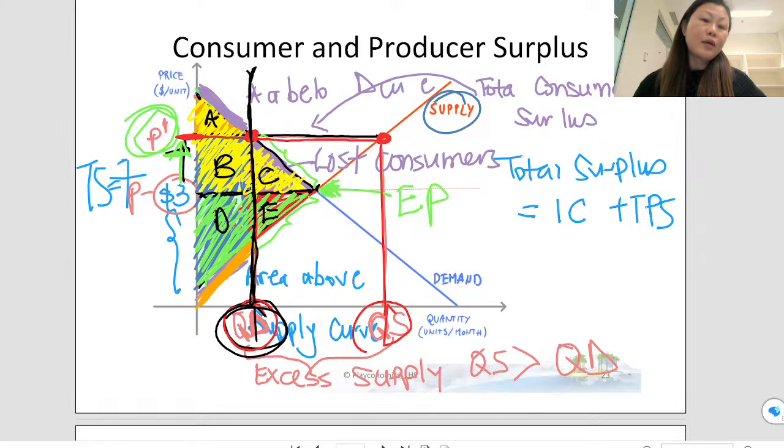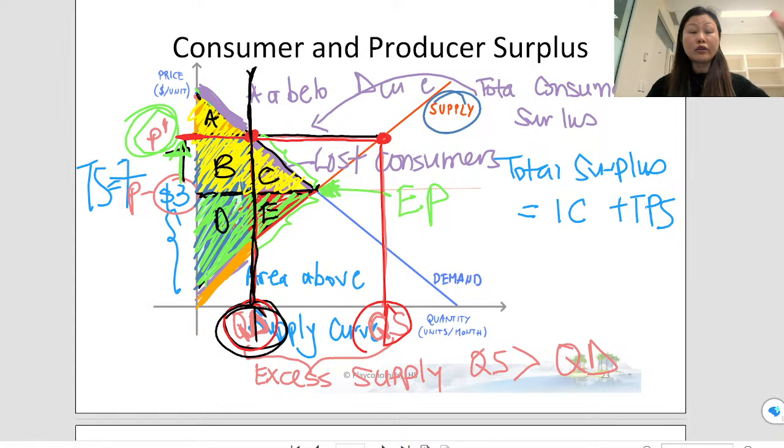And as of today, we're going to see the changes, and we're going to describe the changes based on the letters. So for example, before the price increase, at price $3, the consumer surplus was area A plus B plus C, and our producer surplus was D plus E.